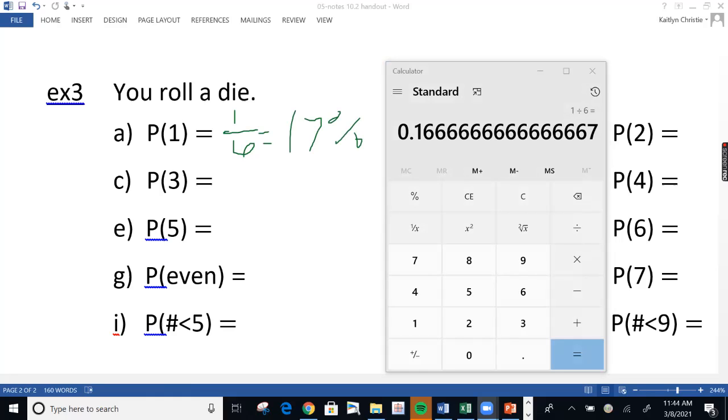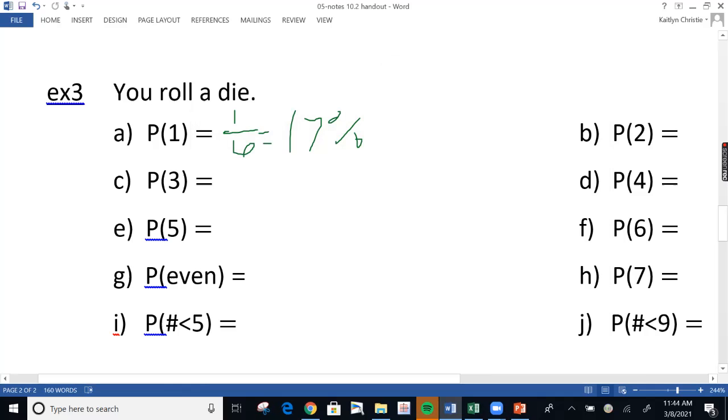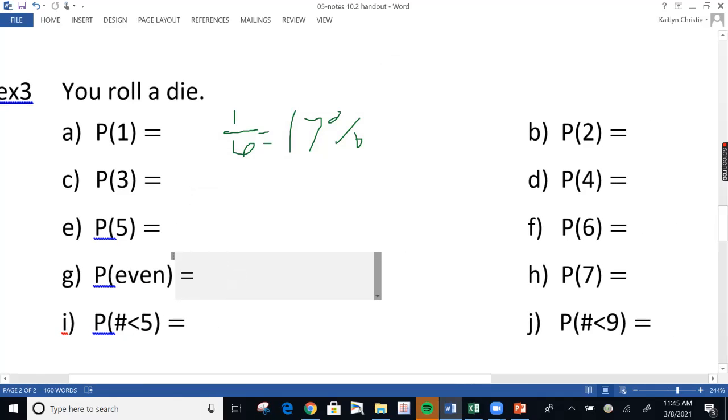So you're doing the exact same thing I did to problem A to the rest of them. So you've got the probability of getting 1, 2, 3, 4, 5, 6, an even number, the number 7, a number less than 5, and the probability of a number less than 9. So go ahead, pause the video, try out these problems, and then check your answers with me after.